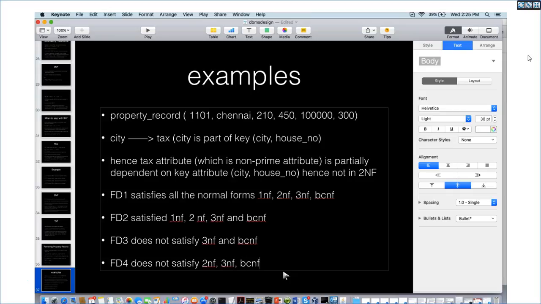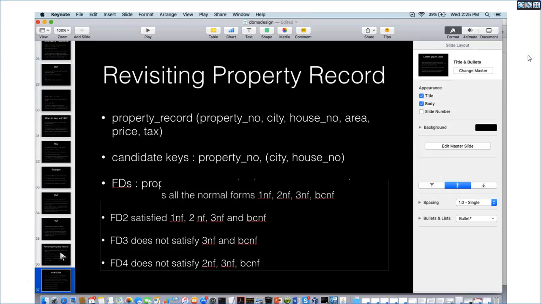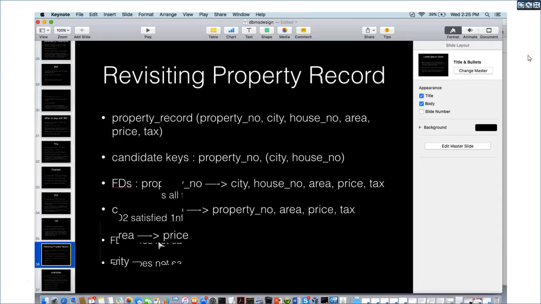Since FD4 violates even the 2NF requirement, the whole relation having these functional dependencies is not in second normal form. So that is the answer for this. Given this property record, and given these are the two candidate keys, given these functional dependencies, this relation is not in second normal form. Is that clear? So that's the answer for that.